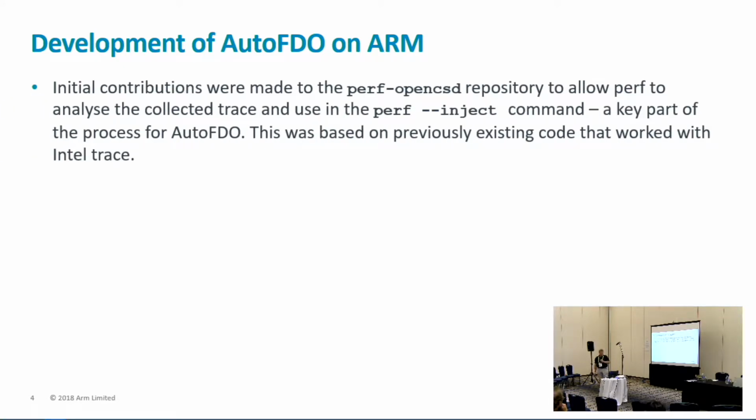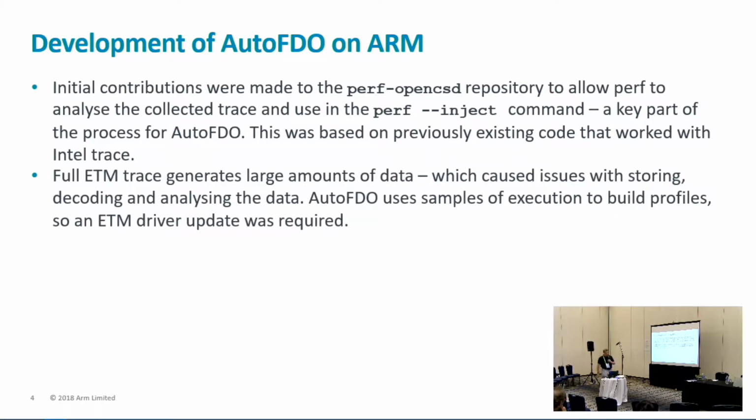Initially, we had, as part of the OpenCSD project, a Linux tree where we were putting patches that weren't yet upstreamed for the development of CoreSight. We got some contributions which updated the inject command for perf, which is what is needed to generate profiles, and this was a key part of AutoFDO. What we find is that if you use a full ETM trace, it generates a large amount of data, and this was causing issues with decoding and analyzing the data, and the results from the AutoFDO process were basically very poor. Quite often you couldn't tell any difference between pre and post profile application.